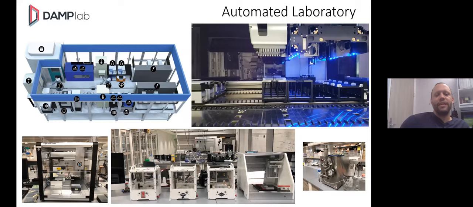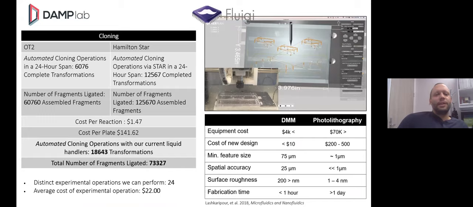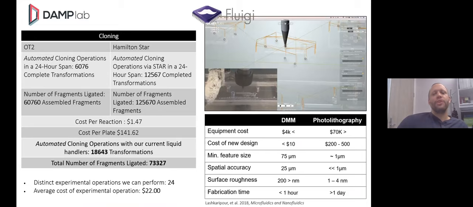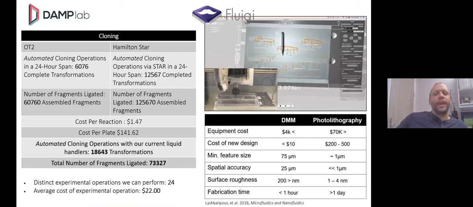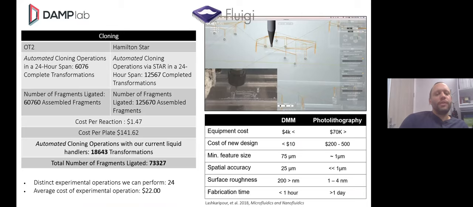People ask me, and these aren't perfect, what's the throughput, or what's possible with the damp lab? On the left is a rough sense, and it's really back of the envelope. We'll keep refining these. But if you said, what's our throughput from an OT2 or a Hamilton? In 24 hours, we could do roughly 6,000 transformations with the number of OT robots we have from Opentrons.